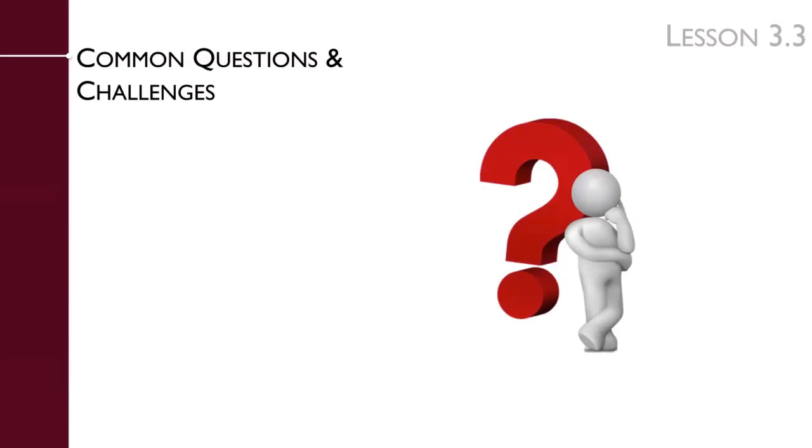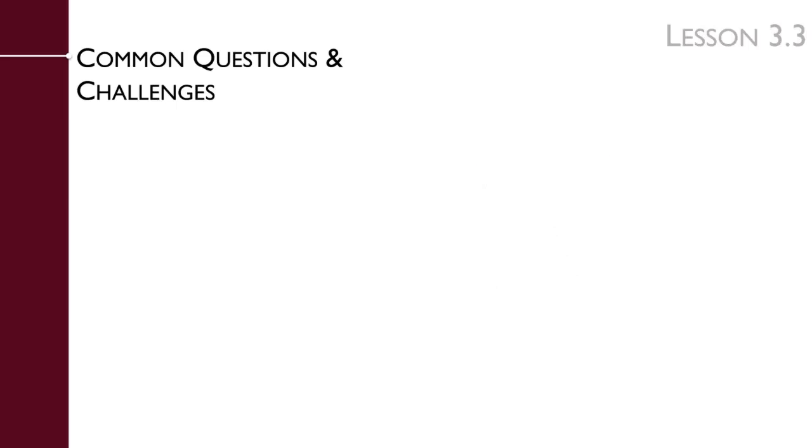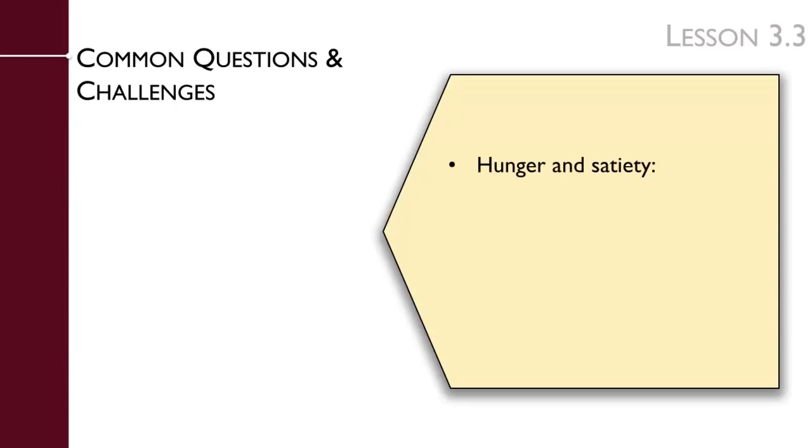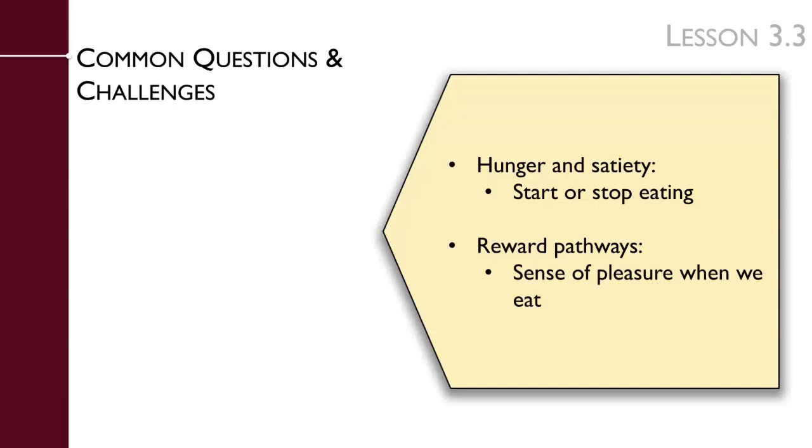Students can sometimes confuse the hunger and satiety pathways presented here with the reward pathways we will learn about in the next lesson. The hunger and satiety signals make us start or stop eating, whereas the reward pathways give us a sense of pleasure when we eat, especially if we eat our favorite foods.